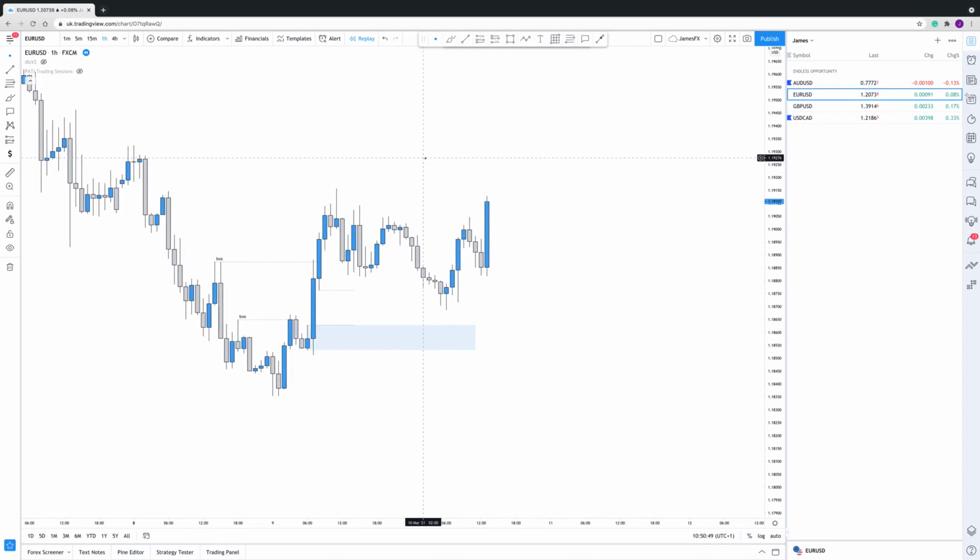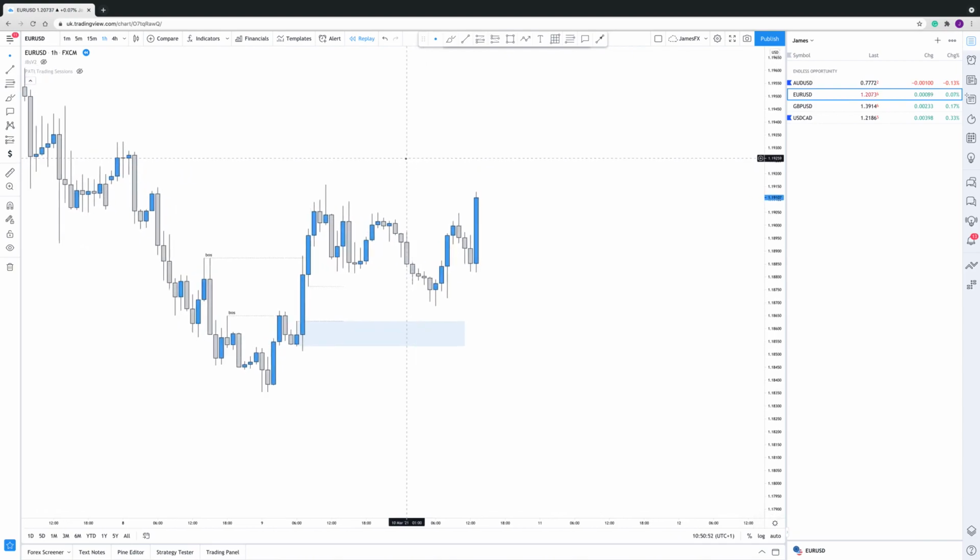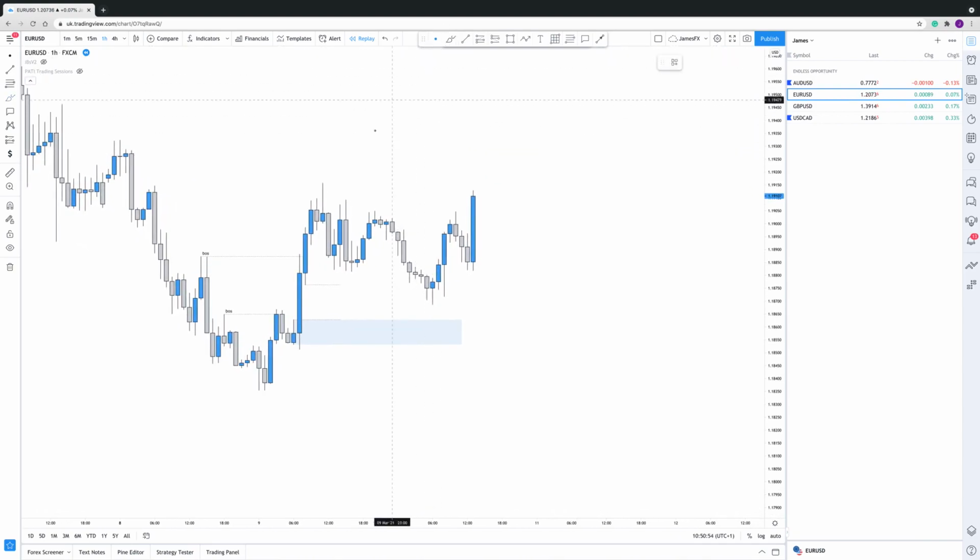So if we look at the next example, what have we got? Well, now we know that we've pushed off from here. This move up hasn't broken any structure. We just wicked this high, forming these equal highs here. So we can put that on.